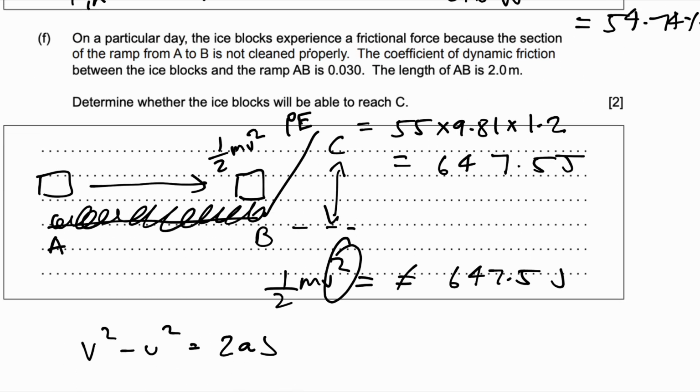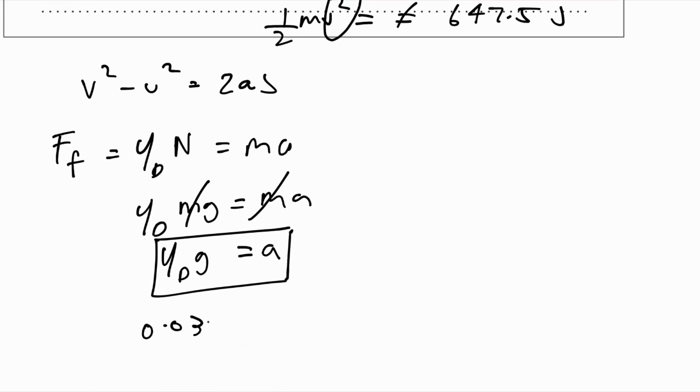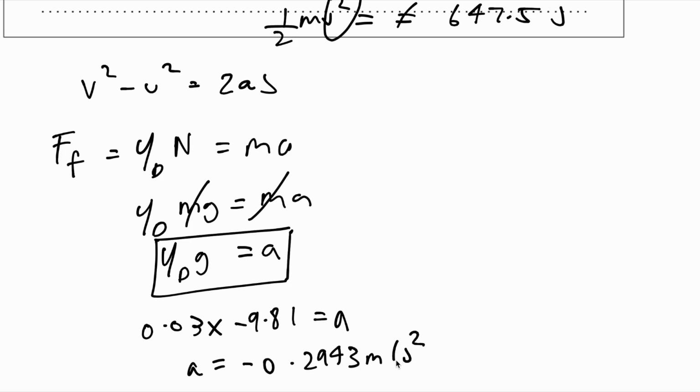So we know the coefficient of friction, that's 0.03. 0.03 times the acceleration, which is negative 9.81, will give us a. So a is equal to negative 0.2943 meters per second square. Okay, that's the deceleration. Fine. Now I need to solve for v square essentially. So how will I do that?